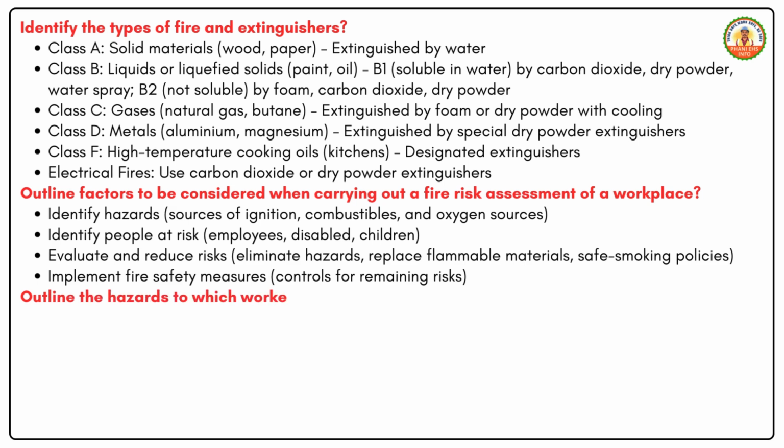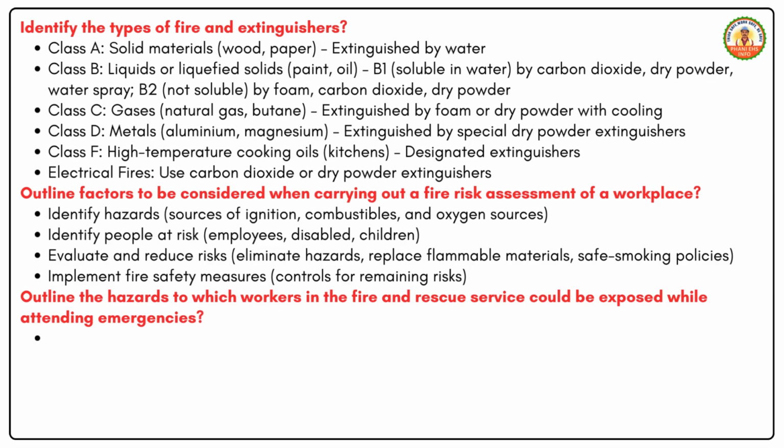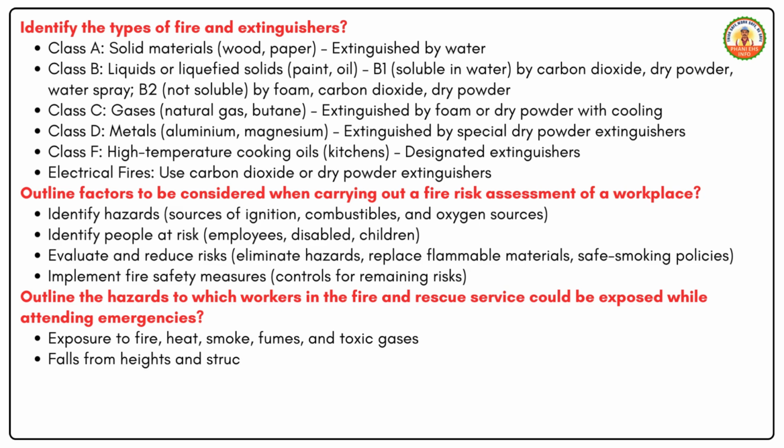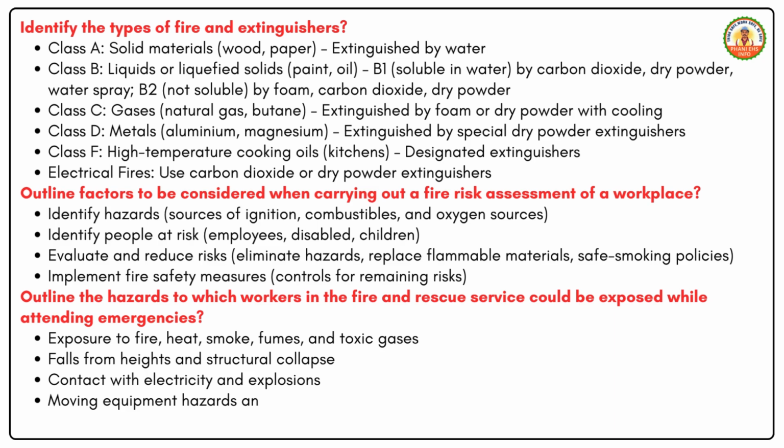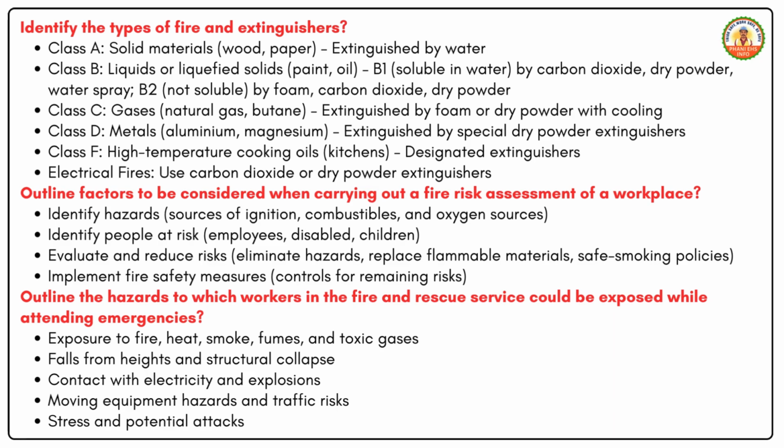Outline the hazards to which workers in the fire and rescue service could be exposed while attending emergencies. Exposure to fire, heat, smoke, fumes, and toxic gases. Falls from heights and structural collapse. Contact with electricity and explosions. Moving equipment hazards and traffic risks. Stress and potential attacks.